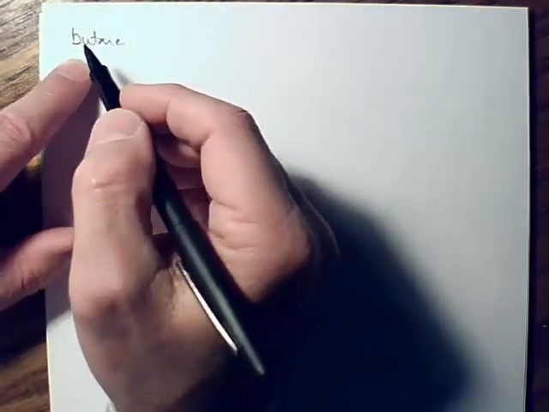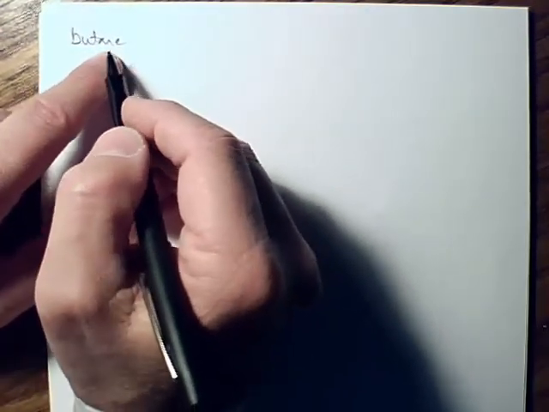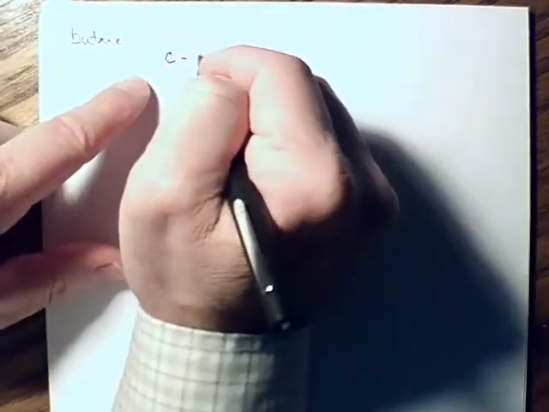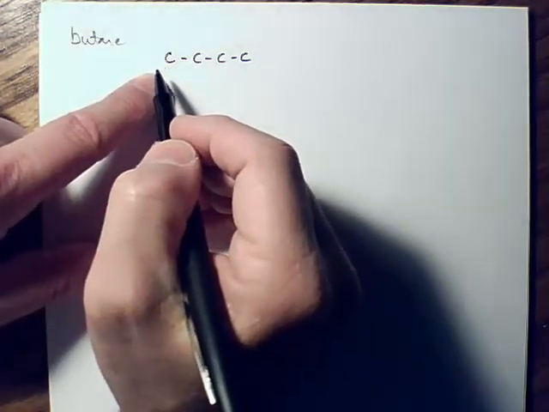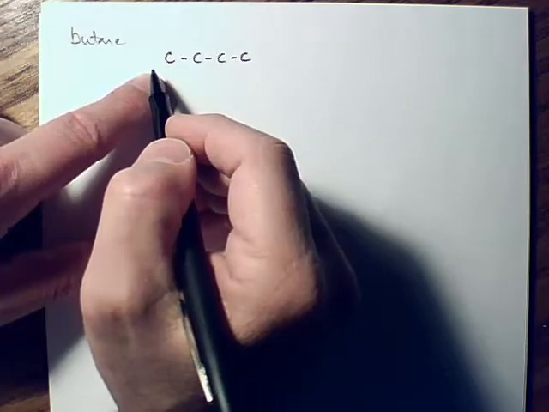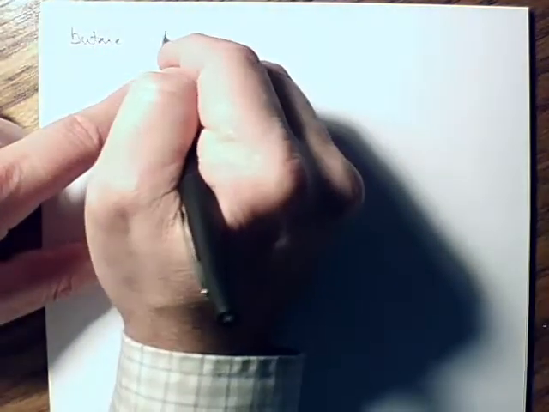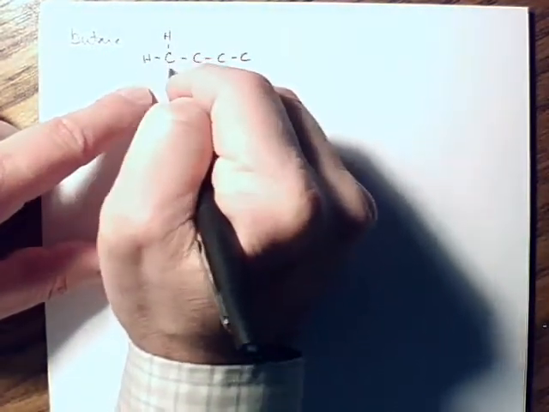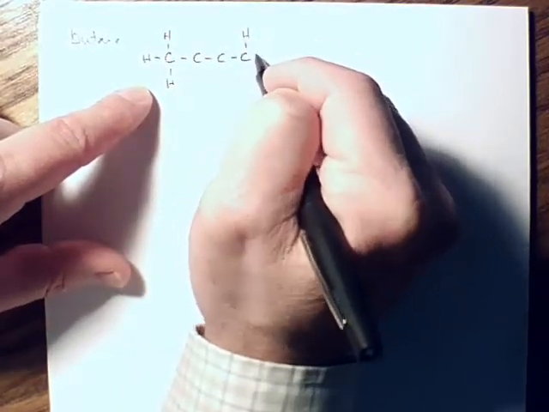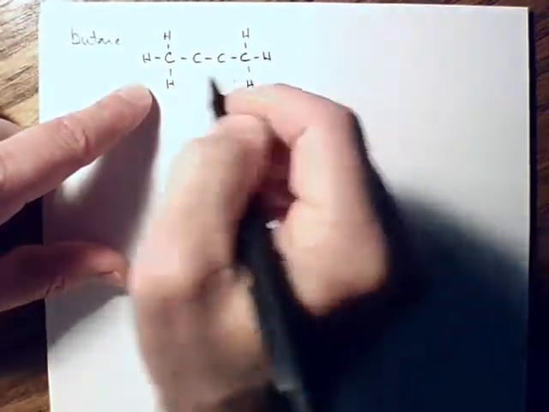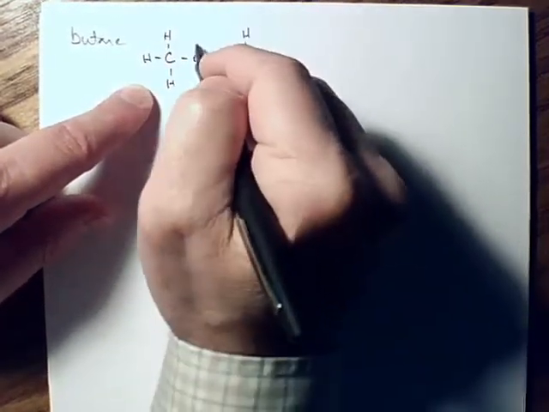See, butane, the prefix but means 4 carbons in a chain. The suffix ane means all single bonds between those carbons. So 1, 2, 3, 4 carbons in a chain, all single bonds. Each carbon must have 4 bonds to complete its valence energy level, electron energy level. So I'm going to need 3 hydrogens on the end carbons. That gives us 1, 2, 3, 4 bonds. And the middle carbons already have 2 bonds, so they only need 2 hydrogens.